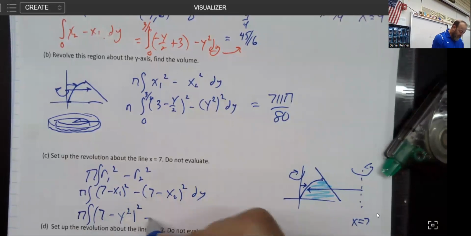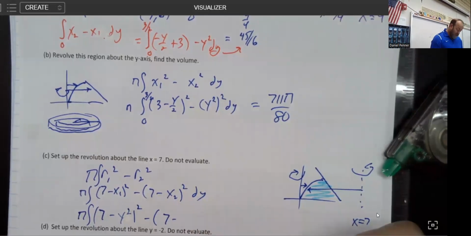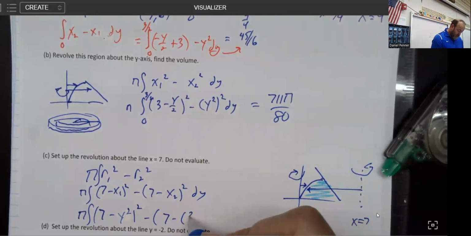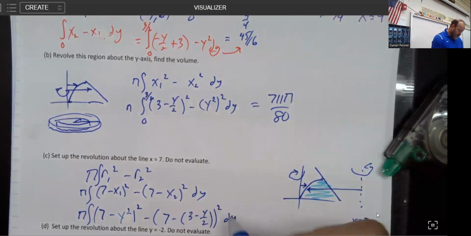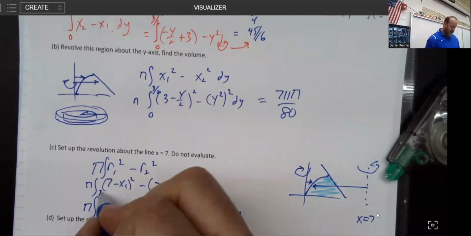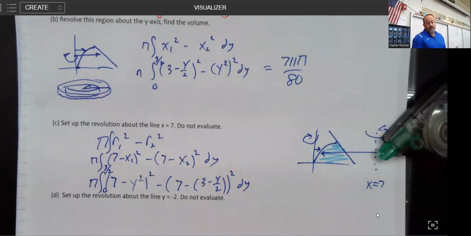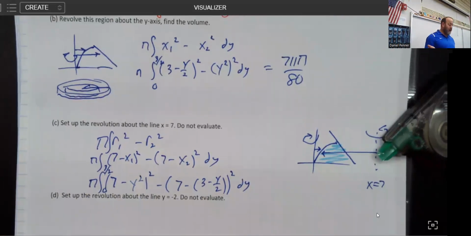And then the inner one, that x value we just discussed a few moments ago, was 3 minus y over 2, and then squared with a dy, and those y's went from 0 up until 3/2. So the setup, again, is that pretty? Absolutely not. Could we clean it up a little bit, like 7 minus 3 is 4? Sure.